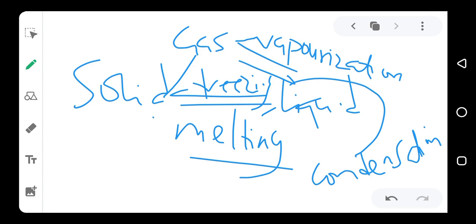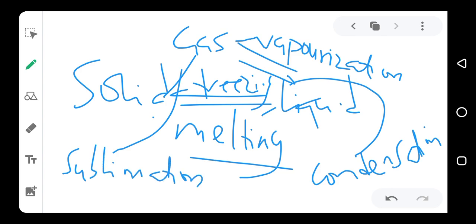And we can also turn solid directly to gas without passing it through liquid. We can move it straight to gas. So converting solid straight to gas, we call it sublimation. And converting gas back to solid, we also call it sublimation. So whether you are converting from solid to gas or from gas to solid, it has the same name, and the name is sublimation.